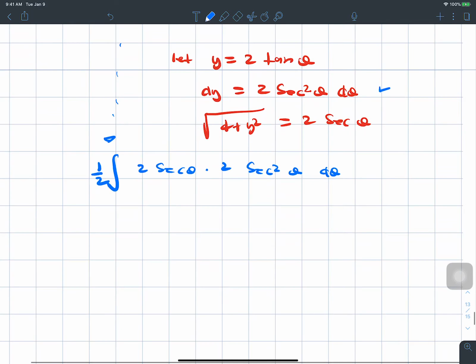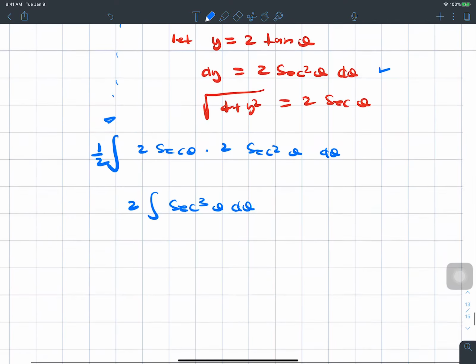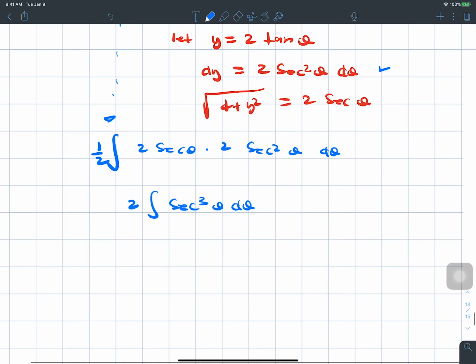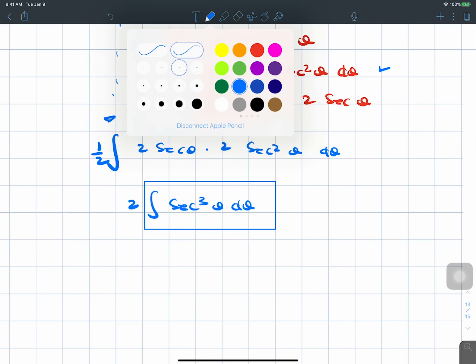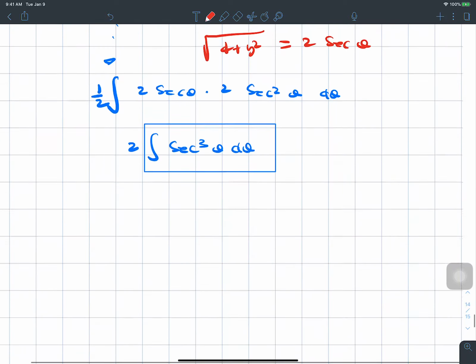Okay. So what that does for us is we end up with 2 secant cubed theta d theta. And we have to integrate this. Now, like on your test, I remarked to you guys that you should know some of these integrals because they pop up all the time when we study trig integrals. And this is one of them. You've seen it over and over again. So we want to know, well, what is this integral, right?